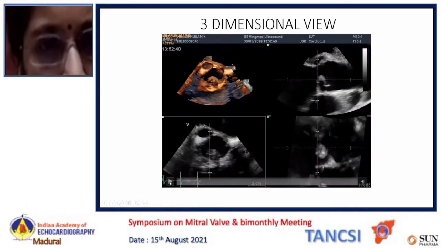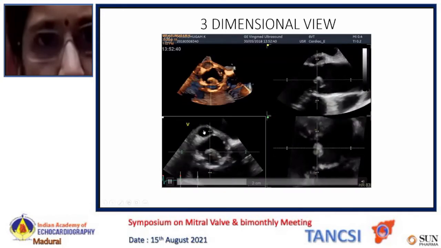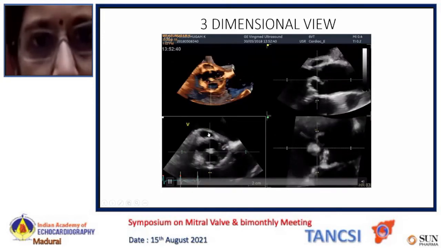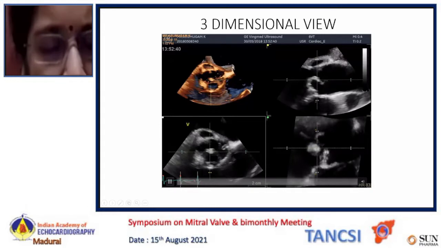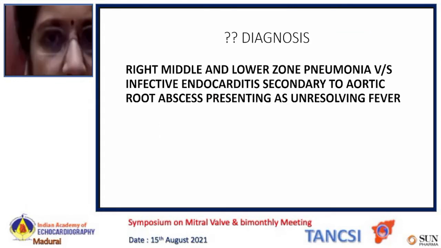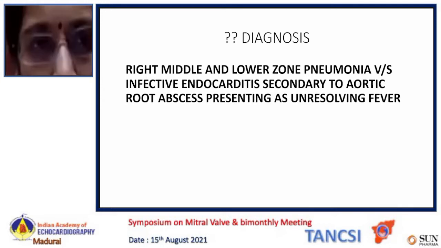A 3D echocardiogram was done across the aortic valve, the two orthogonal views, again confirming the hyperechogenic mass as well as the cystic lesion, suspected aortic root abscess. So now the diagnosis: right middle and lower zone pneumonia with echocardiographic features suggestive of infective endocarditis along with aortic root abscess, presenting to us with an unresolving fever.